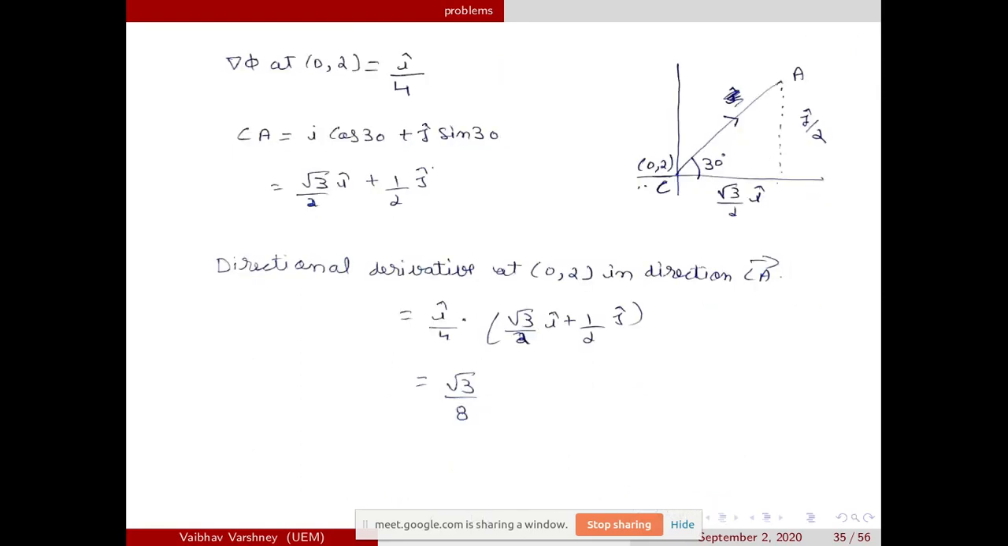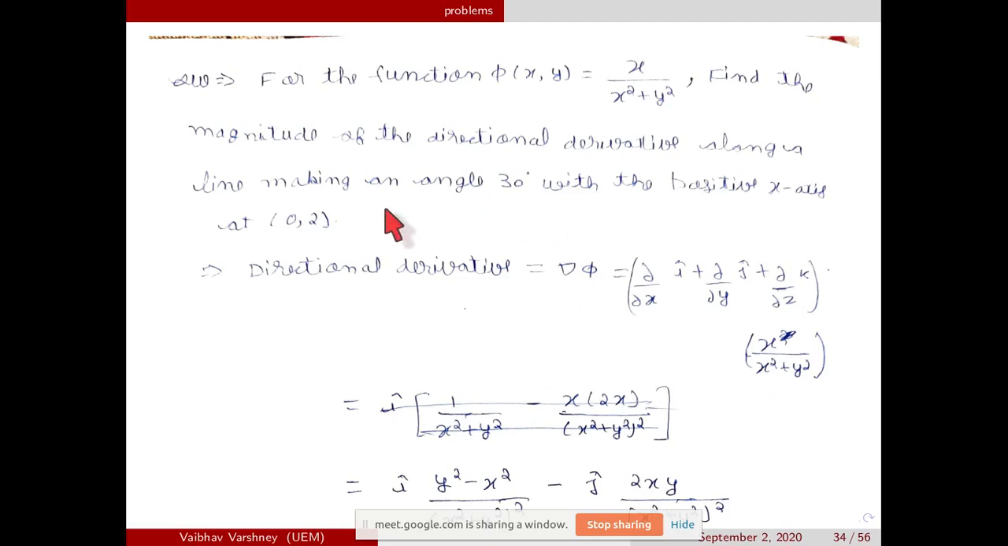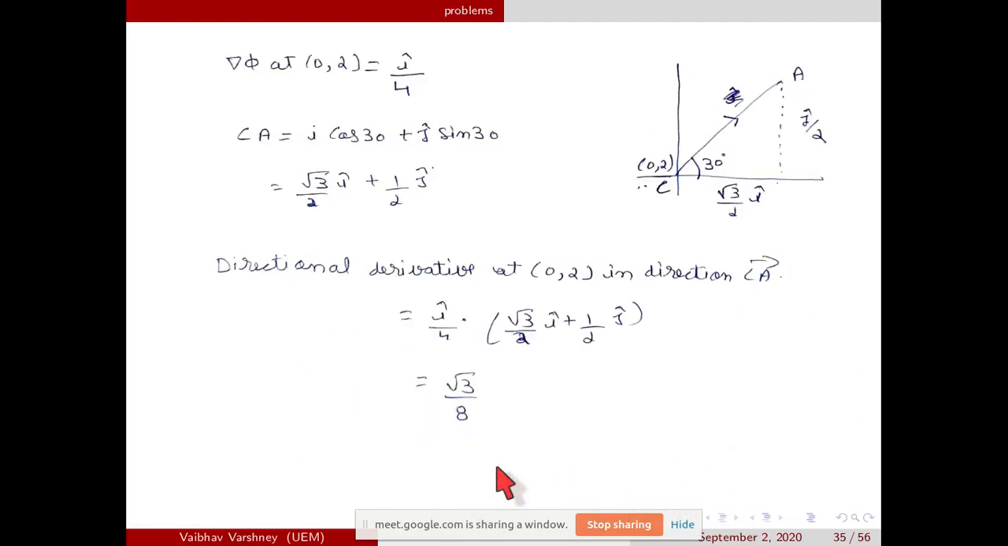Let's move on then. If you calculate this gradient of phi at this point 0 and 2, then see, the second term will go because it has x in multiplication. So 0 will make this term 0. Only the first term remains. So we will get this vector: del phi at (0, 2) is equal to i cap by 4. You can all check in your copy after putting 0 and 2 whether you are getting i cap by 4 or not. So we have got i cap by 4.